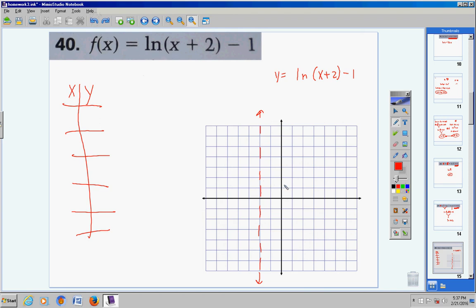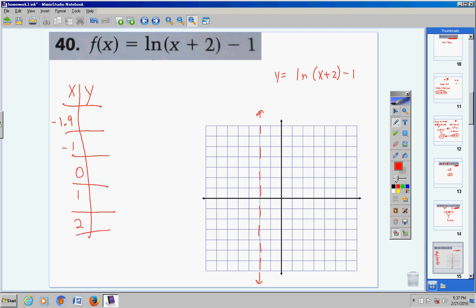You got that? So I know the graph's going to be over here somewhere, not over here, because negative 3 gives me a negative number for the argument. So try to get real close to that asymptote. Okay, negative 1.9, so I got real close to it. Then negative 1, and then 0, and then 1, and then 2.